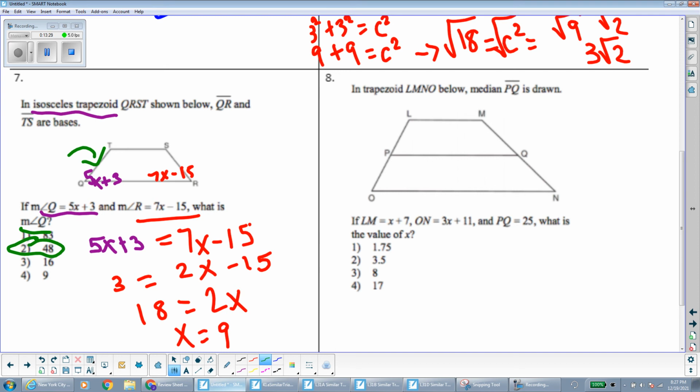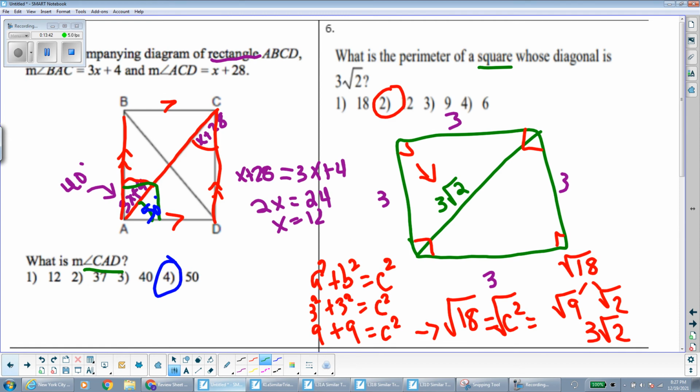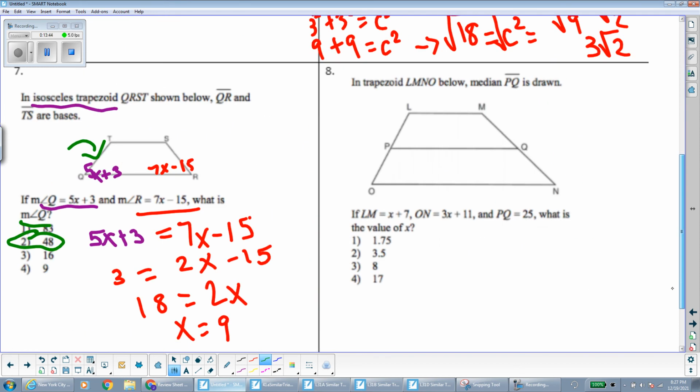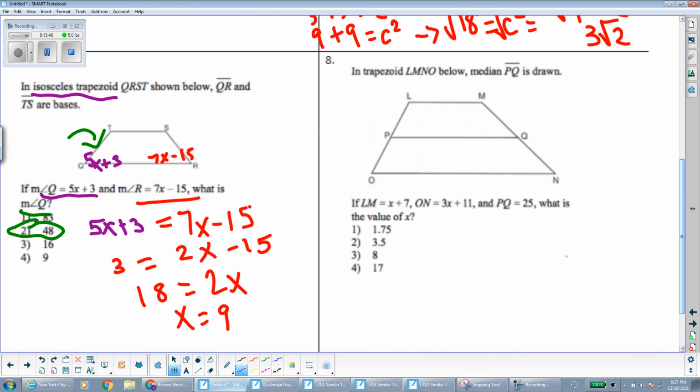Okay, here I have trapezoid LMNO and median PQ is drawn. So, I keep missing where I'm at. There we go. So, oh no, why does it keep moving around like that? Okay, hopefully it stays this time.